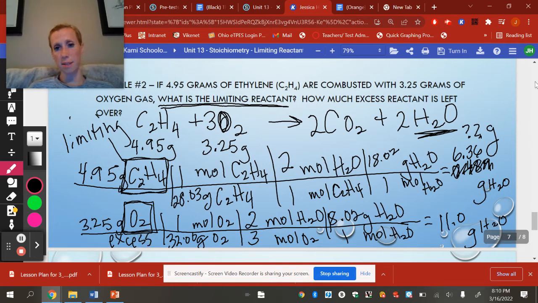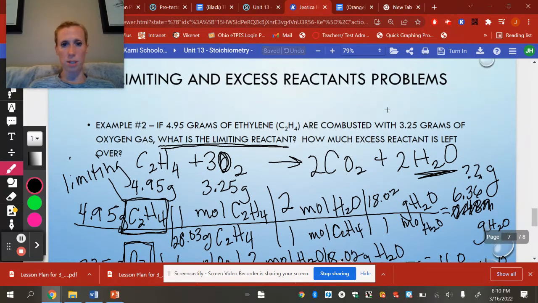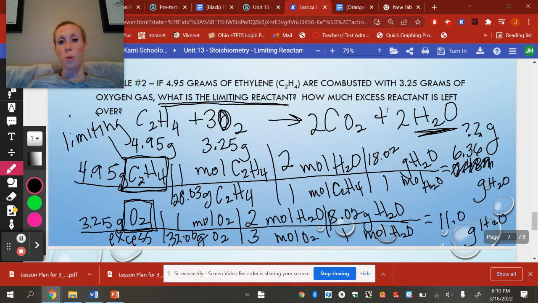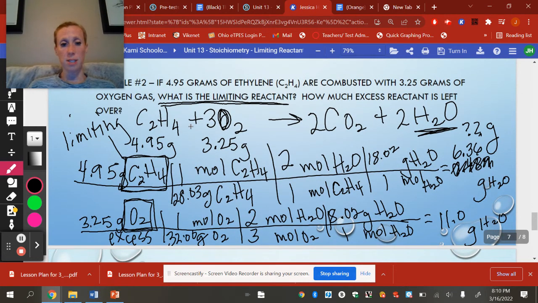Because then they ask us how much excess reactant is left. Now I'm totally out of room here. How much excess reactant is left? So when we're trying to figure out how much excess is left, go and think about what that means. So 3.25 grams of oxygen, that's the excess reactant.